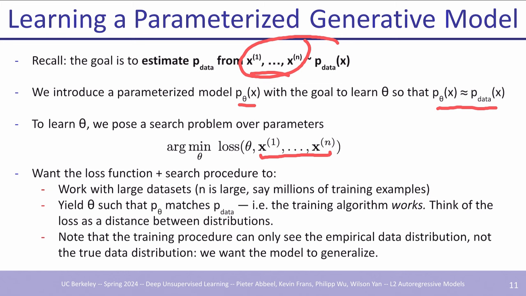We want the loss function plus the search procedure to have a few properties. It needs to work with large data sets. N is large, say millions or billions of training examples is what we want it to work with. We want a theta such that P theta matches P data closely. That is, the training algorithm must work well. We need to think of the loss essentially as a distance between distributions. We want to get it as close as possible to zero distance. Note that the training procedure can only see the empirical data distribution, not the true data distribution. We want the model to generalize.